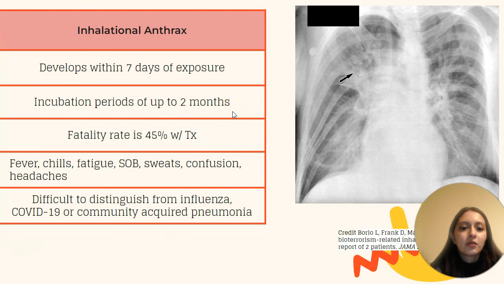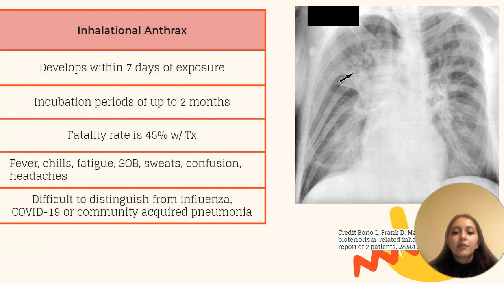Okay, so inhalational anthrax. This develops within 7 days of exposure, and the incubation period for this one can be up to 2 months, which is again due to those spores. The fatality rate with inhalational anthrax is up to 45% with treatment. The symptoms are fever, chills, fatigue, shortness of breath, profuse sweating, confusion, and headaches. It is worth noting that due to these symptoms, it's difficult to distinguish from influenza, COVID-19, or community-acquired pneumonia at times.